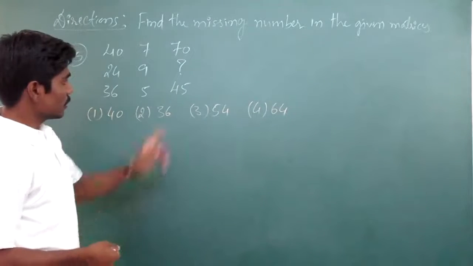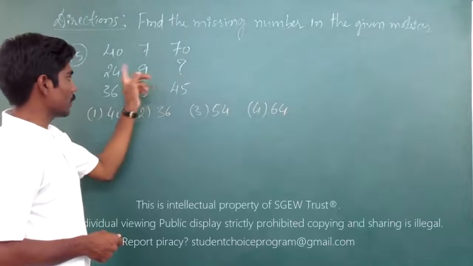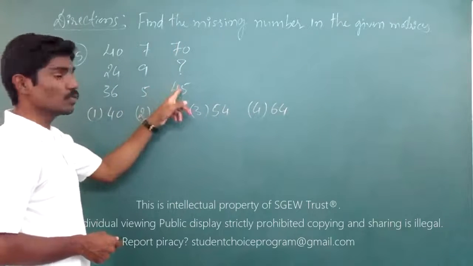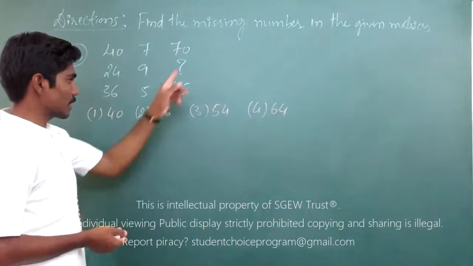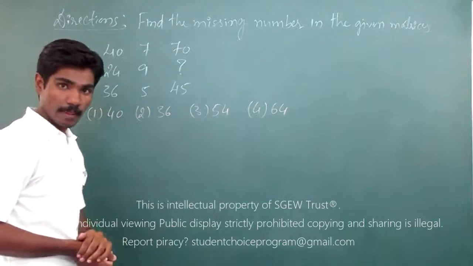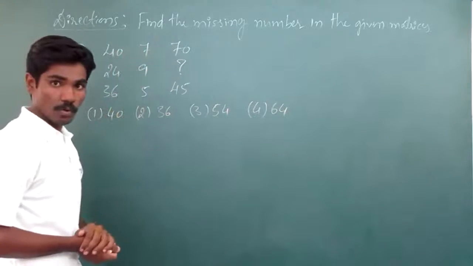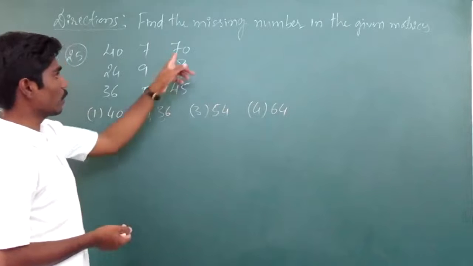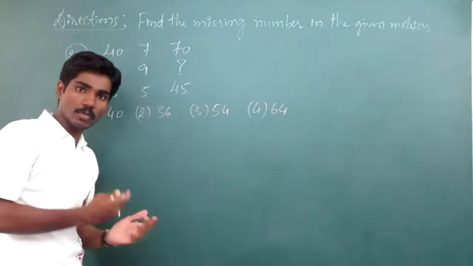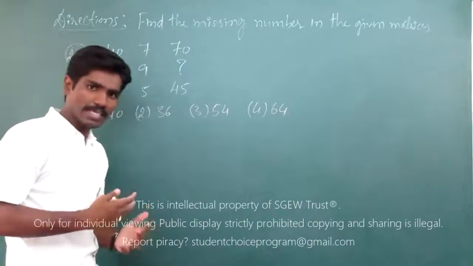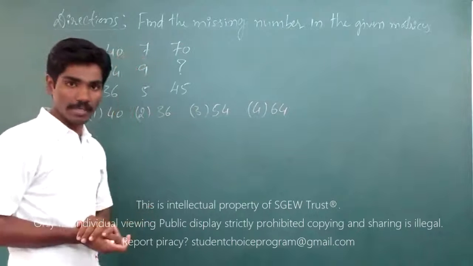Well friends, since this is the missing number, it can be obtained by using these two numbers or by using these two numbers. First, I want to find the missing number using these two numbers. For that, let me first find the relationship in the first row. That means I want to get this number 70 by using these two numbers. Either you can add, subtract, multiply or divide. Whatever you do, you should get 70 by using these two numbers.